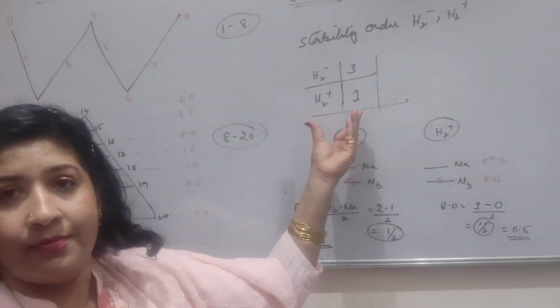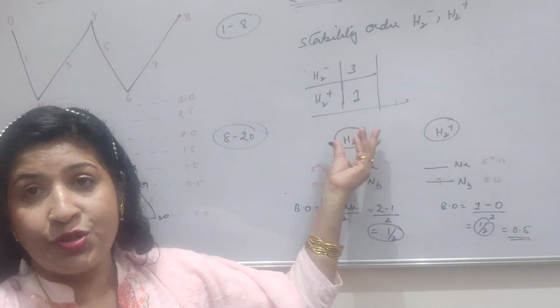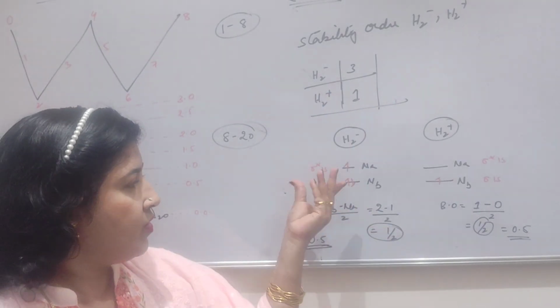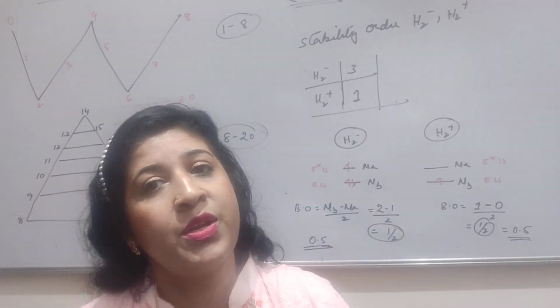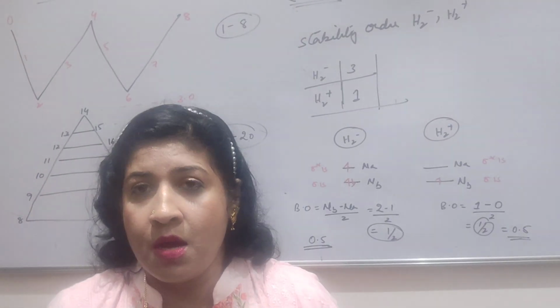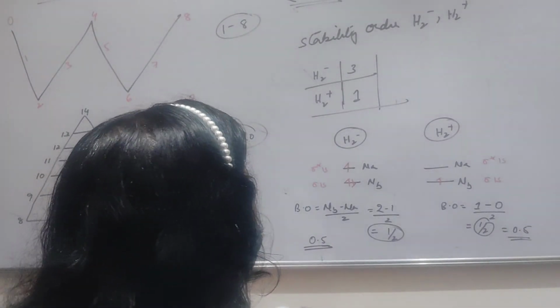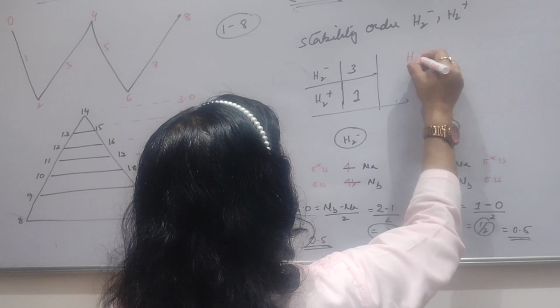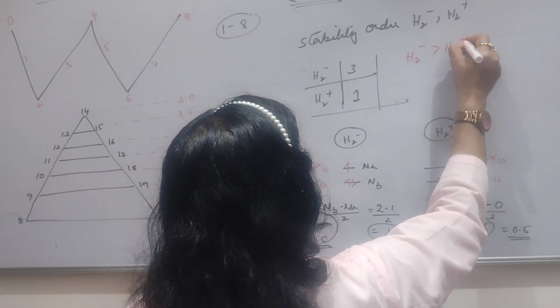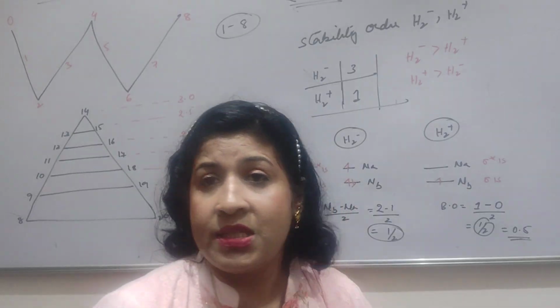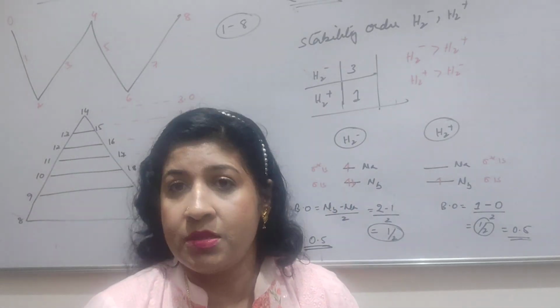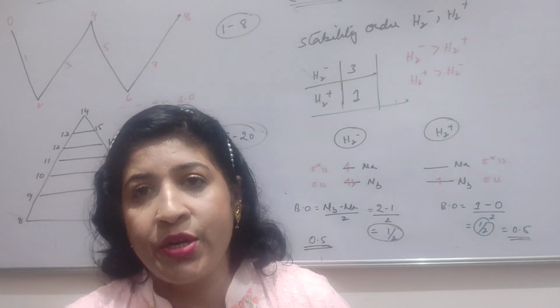Tricky. H2 minus, H2 plus. 3 electrons, 1 electron. We tried with the bond order formula and both are getting 0.5, but you have to choose one of the options. You have to either say H2 minus is greater than H2 plus, or you have to say H2 plus is greater than H2 minus. You cannot say both are equal. That option is not there. In that case, what do you do?